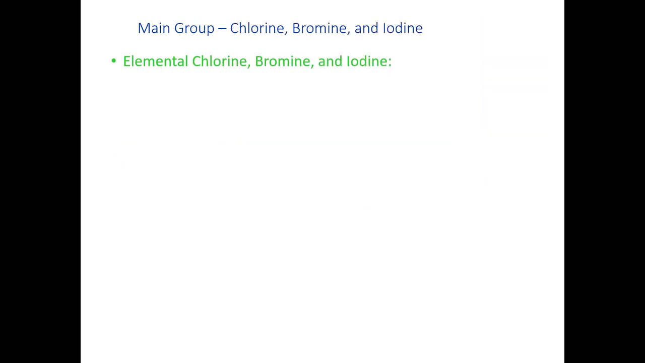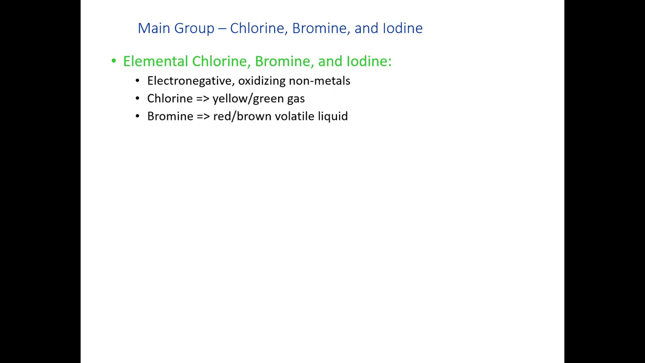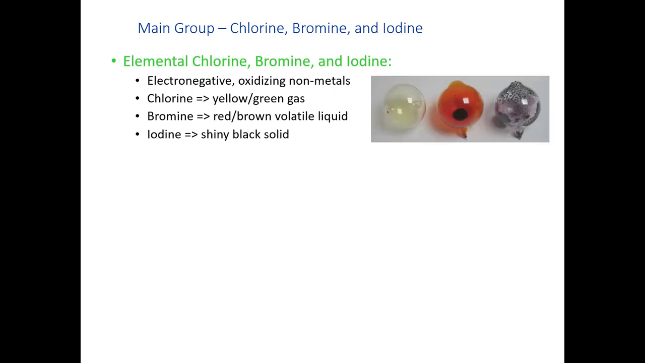The rest of the halogens will be covered as a group because their chemistry is so similar. Chlorine, bromine, and iodine are electronegative nonmetals that are oxidizing in their elemental forms. Chlorine is a diatomic greenish gas. Bromine is a diatomic reddish liquid. And iodine is a shiny black diatomic solid. Iodine can also form a violet gas, though, and it readily sublimes.